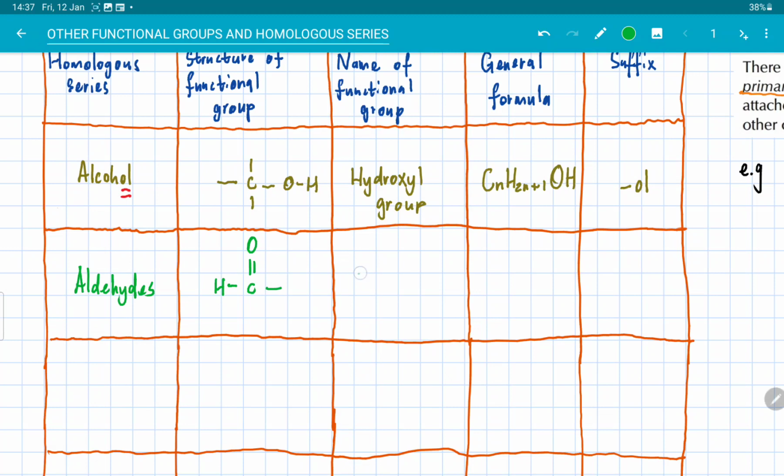And the name of that functional group is formyl group. So it's the name of the functional group of aldehydes. It's formyl group, and it's important that we know or we practice the names. The general formula is CnH2nO. The suffix ligqibela ngabani igama ligqibela ngo O I.